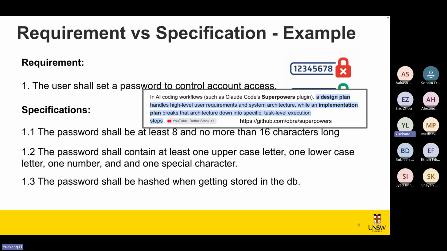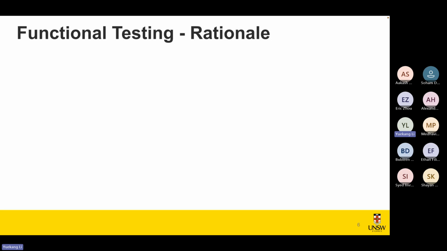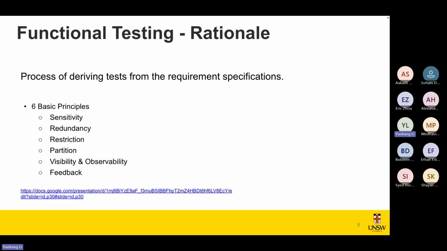And we know that for testing, do we care more about the requirements or do we care more about the specifications? Specifications, right? Because it's called specification-based testing. So we care more about specifications. The rationale of functional testing is to derive test cases according to the concrete specifications. And when we do this, we need to follow the principles we have learned.